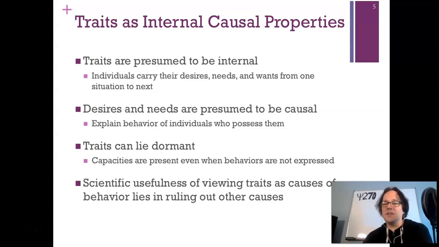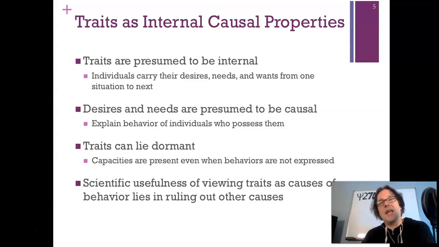So when we talk about the scientific usefulness of viewing traits as causes of behaviors, the usefulness of it lies in ruling out other types of causes, and I guess that could be good or bad for somebody who's pretty skeptical like myself. I would say that it could be useful, but we shouldn't consider traits as causes of behavior as the sole explanation. But of course, that's my opinion. And there are plenty of people who disagree with me, and you very well might be one of them.